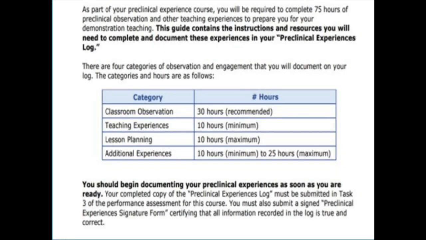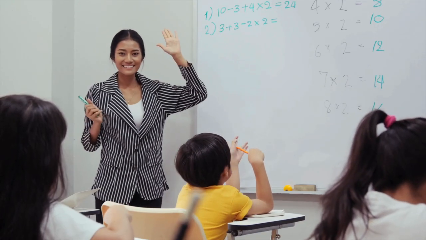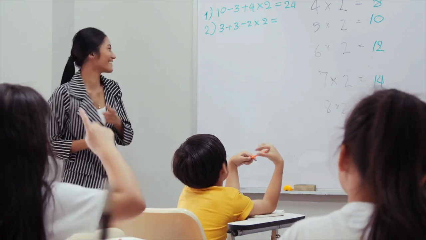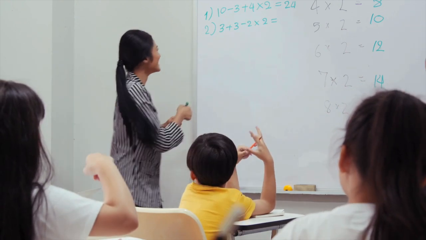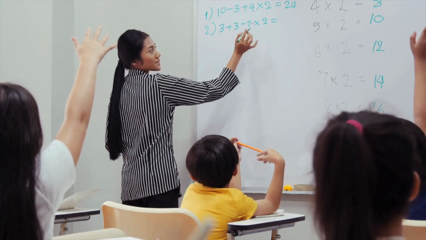So classroom observations is 30 hours. You have a minimum of 10 hours for teaching experiences. You will have a maximum of 10 hours of lesson planning and about 10 to no more than 25 hours of additional experiences. The goal of PCE is to really prepare you for DT, direct teaching, by getting you familiar with skills of lesson planning, teacher delivery, and analysis of lesson and assessments.